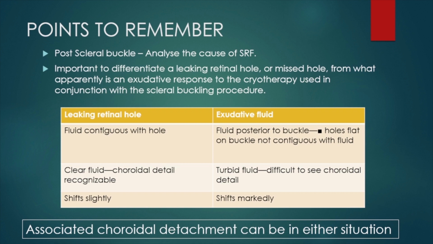Now here the fluid can be clear, and the choroidal details are recognizable. In exudative, the fluid can be turbid and so it is difficult to see the choroidal details. In a leaking retinal hole, the fluid shifts slightly, whereas in exudative, there is a marked shift of the fluid. And an associated choroidal detachment can be present in either of the situations.